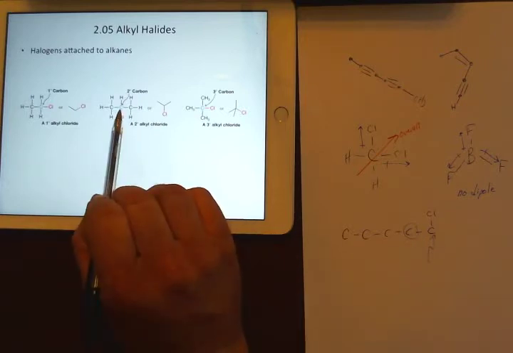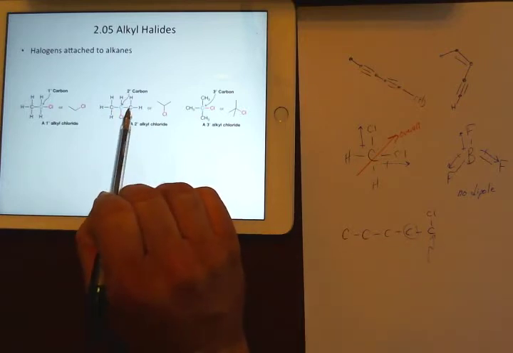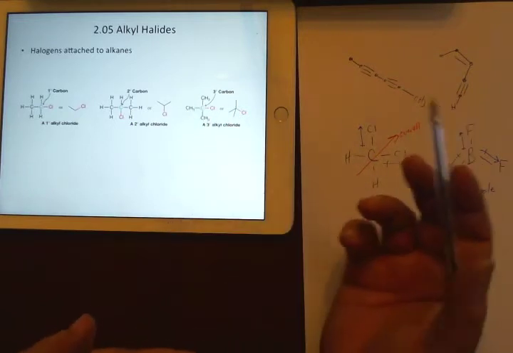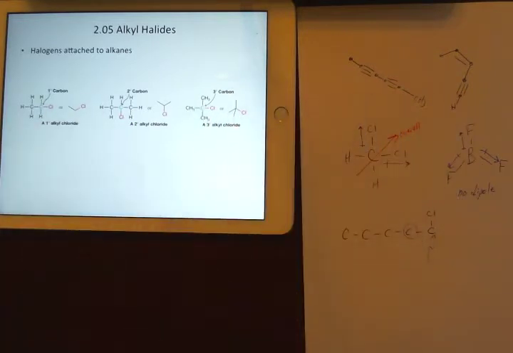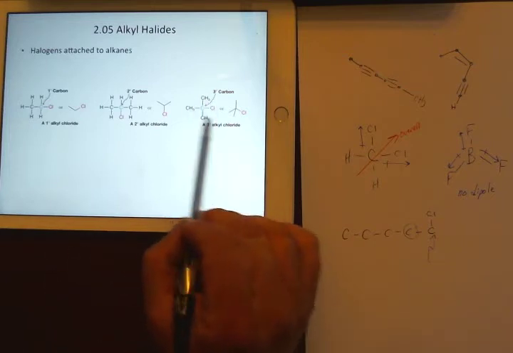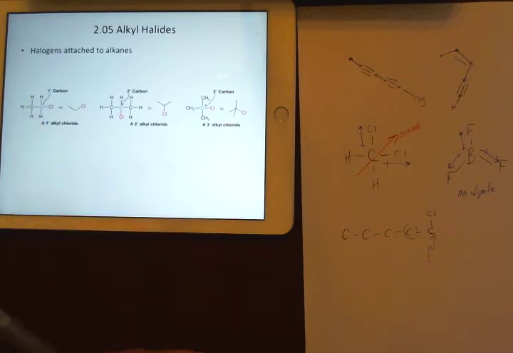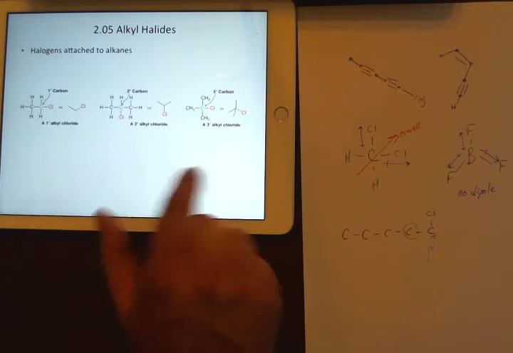Here, this is secondary because it has two carbons directly attached. This is tertiary because there are 1, 2, 3 carbons attached. You can't have quaternary carbons with 4 things attached that also carry a halide, because you need some place to put the halide. This is going to be important as we go on, because primary and tertiary carbons, and sometimes secondary, can give slightly different results, or have to react slightly differently for a variety of reasons.